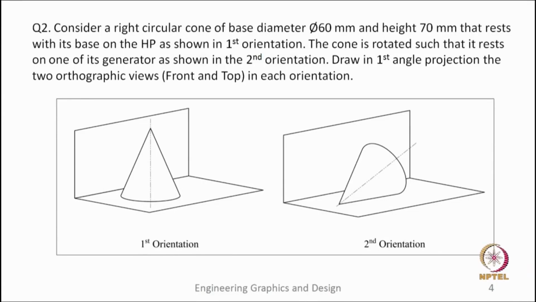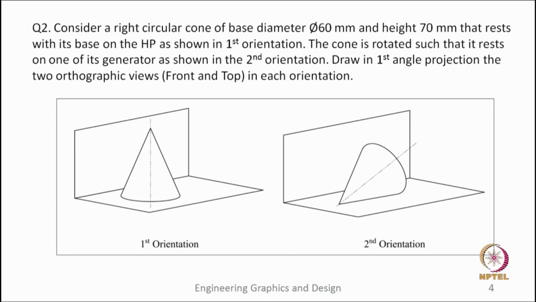Now, moving to the next question, in which we have a right circular cone of base diameter 60 mm and its height is 70 mm. This cone is resting with its base on horizontal plane as shown in first orientation. The cone is rotated such that it rests on one of its generators as shown in second orientation, and we need to draw the front view and top view for both these two orientations.